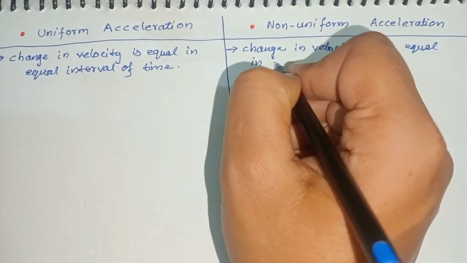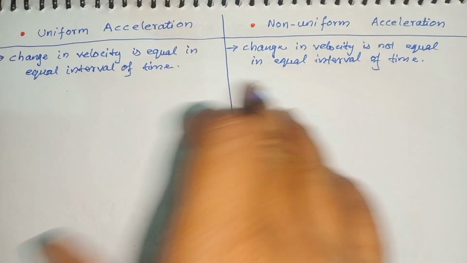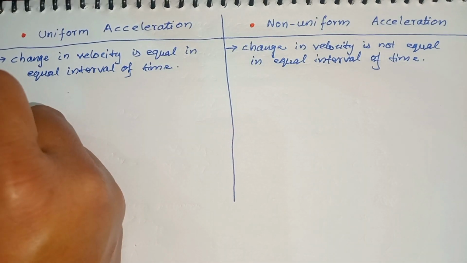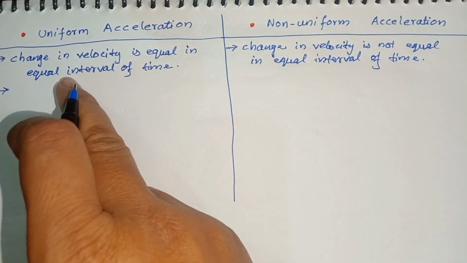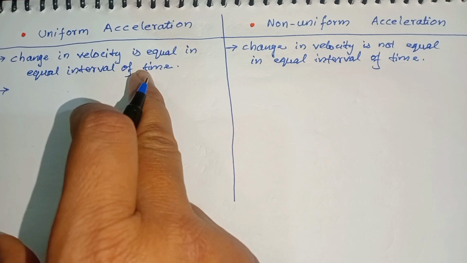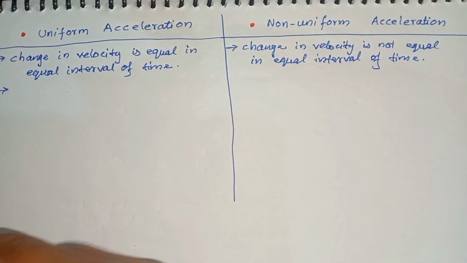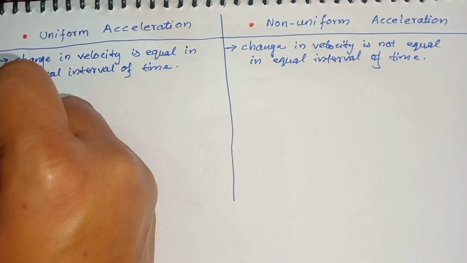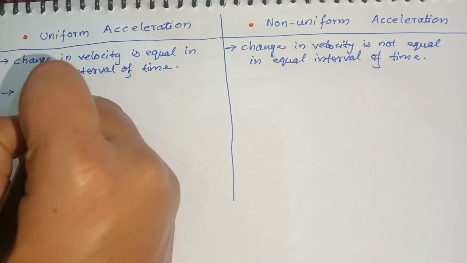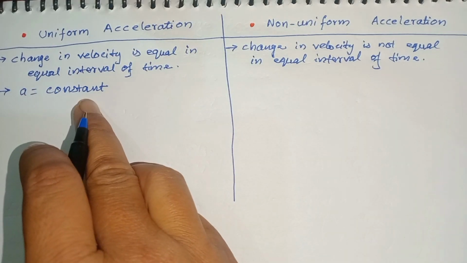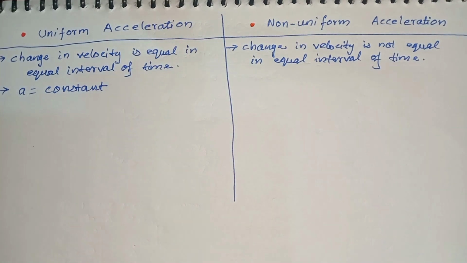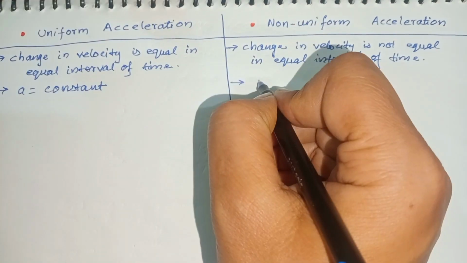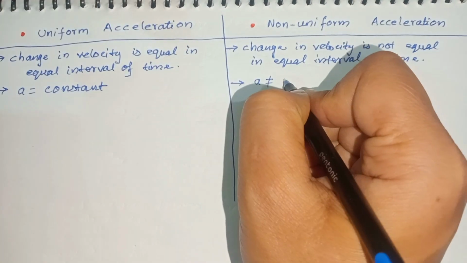in equal intervals of time, just the opposite of this. It means that in uniform acceleration, if the change in velocity is equal in equal intervals of time, then acceleration is constant. Only in constant acceleration can the change be equal in every time interval. Here, just reverse, acceleration is not constant.